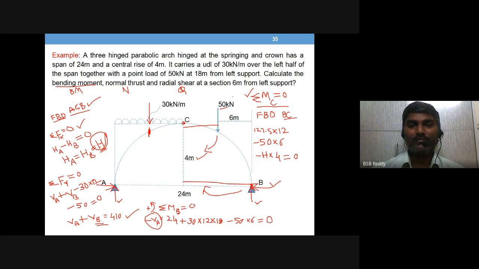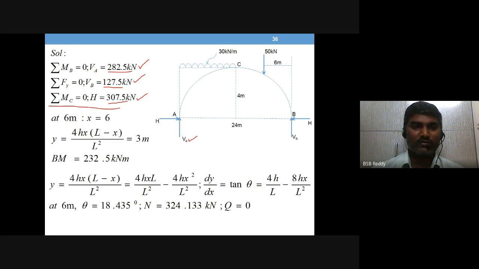Okay. So see, bending moment at 6 meters from left support you want. If you want to write bending moment at this point, what you need to have is this height. Why is it required? H into this height you should write for bending moment from H. So y is required. That means geometry. Same as in the case of circular arches also.